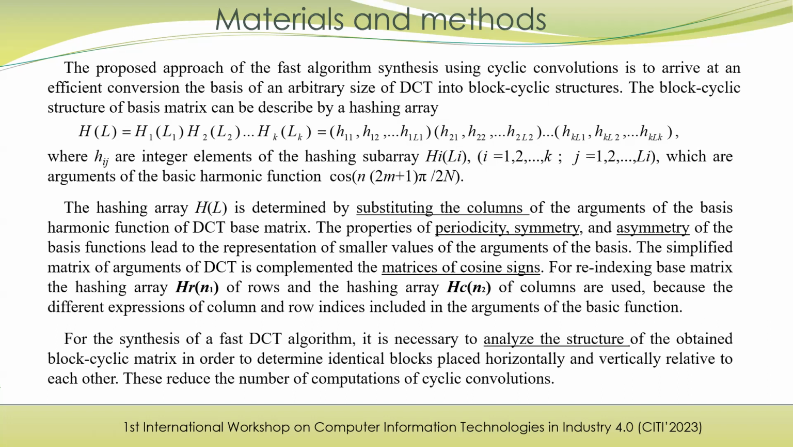For indexing the base matrix, a hashing array of rows and a hashing array of columns are used, because the different expressions of column and row indices include the arguments of the basic function. For the synthesis of fast algorithms, it is necessary to analyze the structure of the obtained block cyclic matrix in order to determine identical blocks placed horizontally and vertically relative to each other. This reduces the number of computations of cyclic convolution.